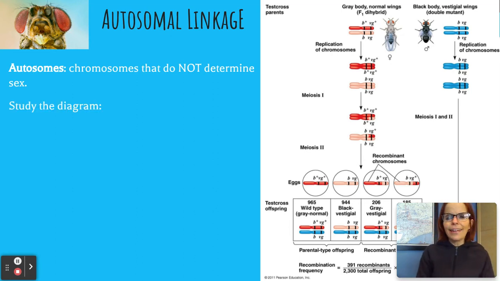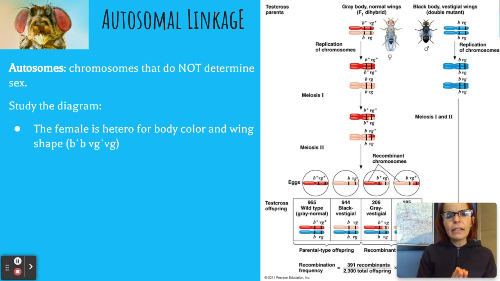Okay, so it says study the diagram. Number 1, the female is heterozygous. In this example, this is just an example, they mated a male and a female. The female is heterozygous for body color and wing shape. So notice that she has a red gene that has the wild type because they have the pluses. And so that's the gene for gray body, which is dominant, and the gene for normal shaped wings. They're nice long wings. She also has another chromosome. This is what makes her heterozygous. She has a chromosome that has the gene for black body and vestigial wings, which are short little wings.